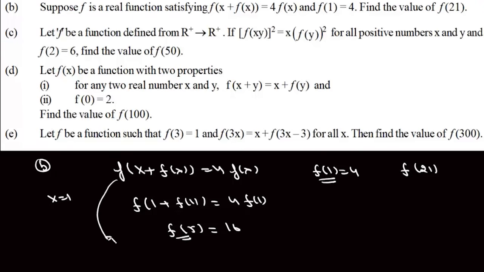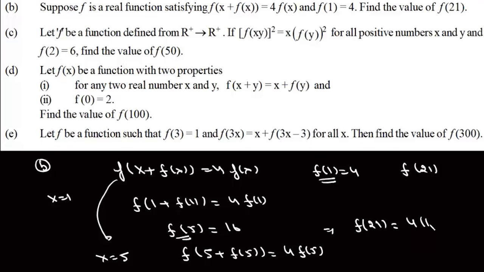Now along with f(1), we also have f(5). So we'll try and put x as 5. If we put x as 5, we'll get f(5 + f(5)) = 4f(5). Now f(5) is 16, so it'll be f(5 + 16), which is f(21), and that is what we need. It'll be equal to 4 times f(5), which is 4 times 16, and that is going to be 64. So the answer to the second one is f(21) = 64.